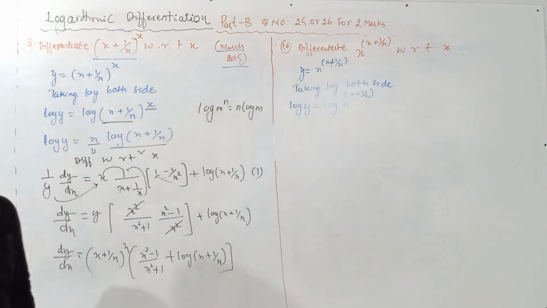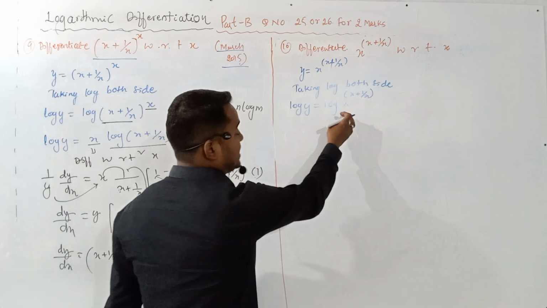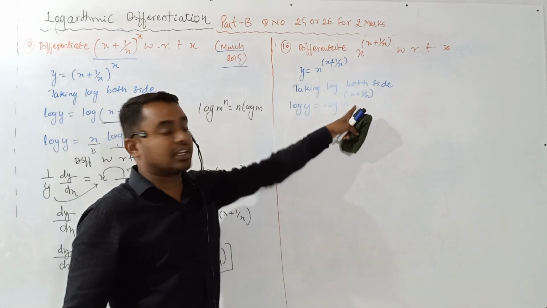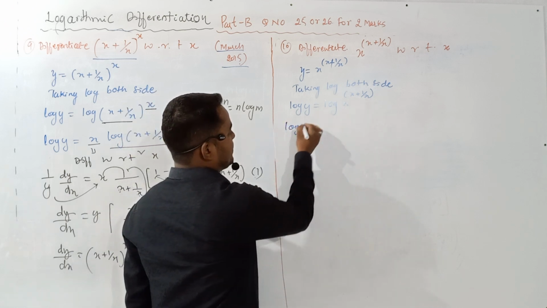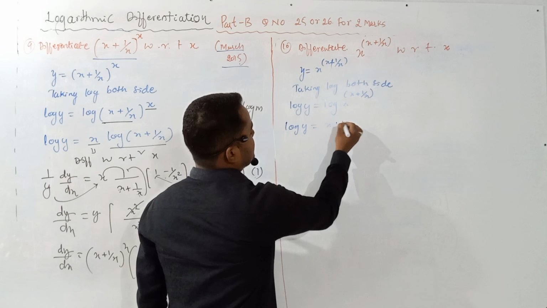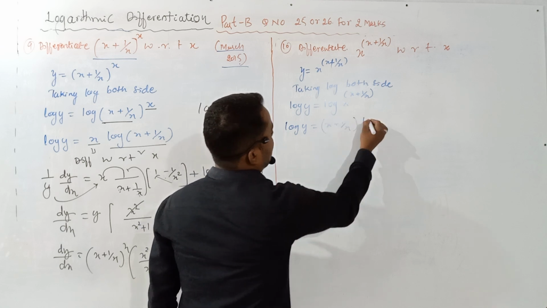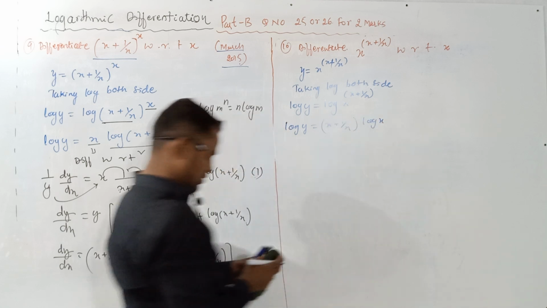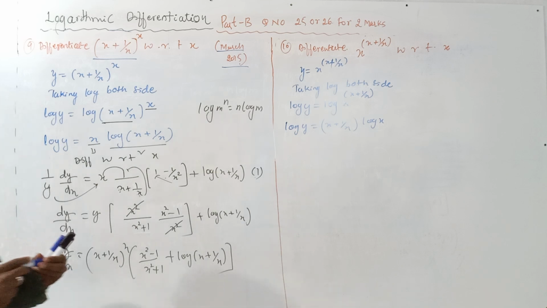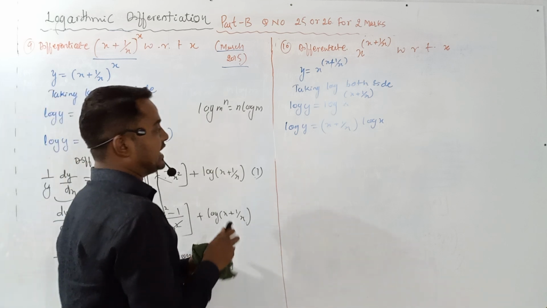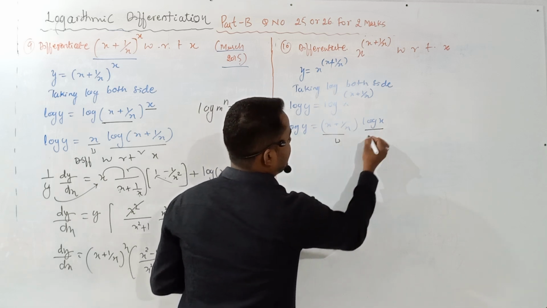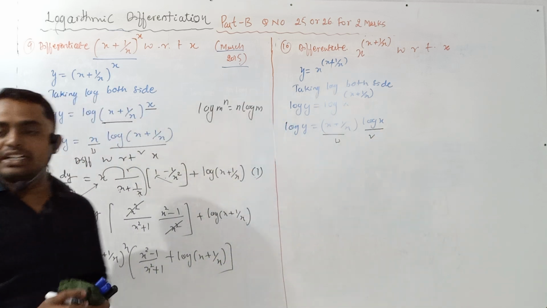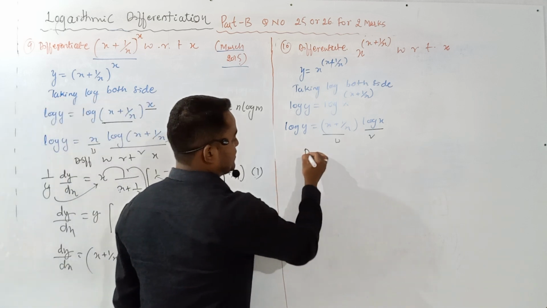Now differentiate with respect to x. First apply the property, log m raised to n is n into log m. That is log y is equal to x plus 1 by x into log x. Now see here, u into v in the right side. This is u and this is v. Product rule in the right side. Differentiate with respect to x.